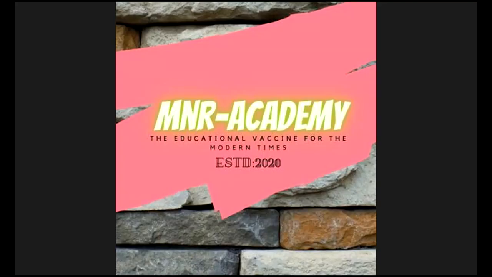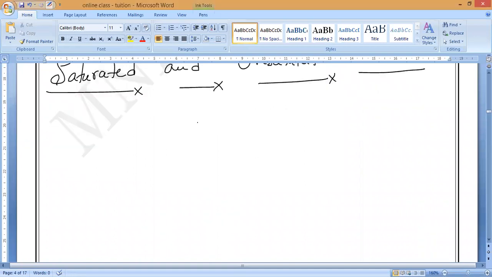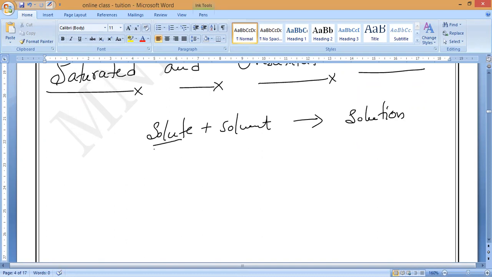So now let us come to the first one. Suppose when we dissolve a solute in a solvent, we get something. What is that? What do we get if I dissolve solute in solvent? The solution. This solute may be a solid, liquid or gas. That is all we have studied. Now observe very carefully. Whenever the solute is dissolved in solvent, we get solution.